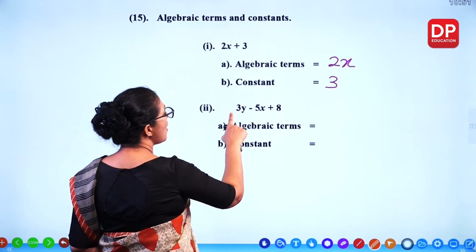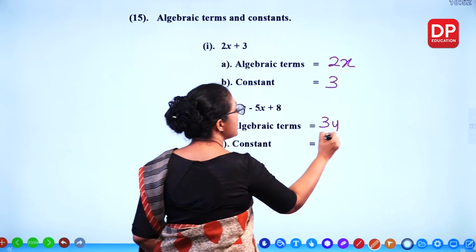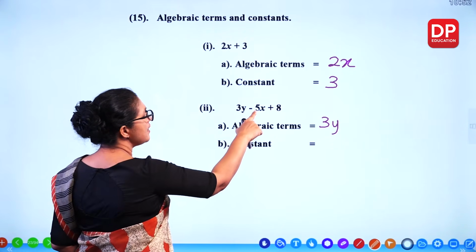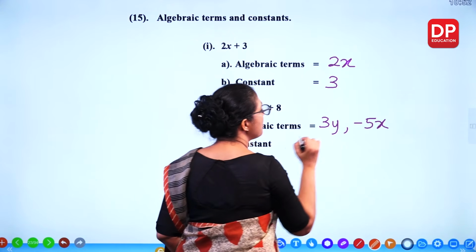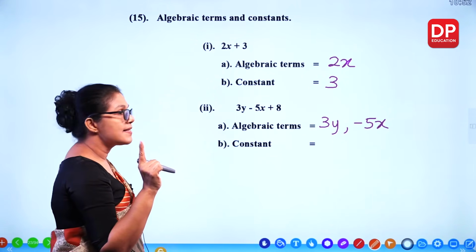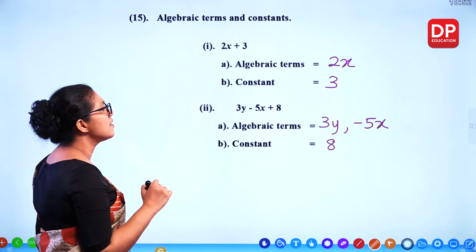When you look at this one, what are the algebraic terms there? 3y is an algebraic term. Then minus 5x is also an algebraic term. And 8 is a constant. 8 is a constant term.